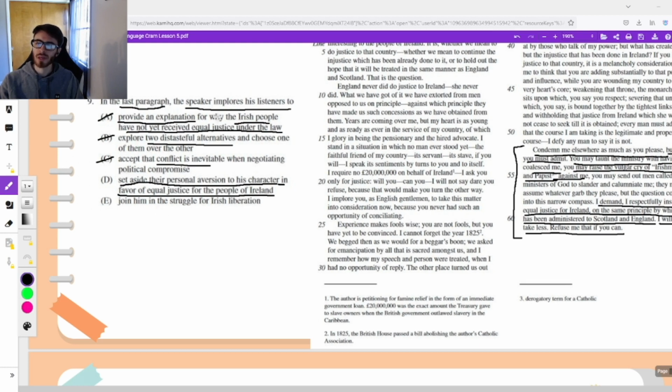Let's check out E. The speaker implores his listeners to join him in the struggle for Irish liberation. Again, partially correct, right? Irish liberation, yes, but join him in the struggle, no. He's not asking people to help him with this, to fight with him. He is talking to people that have the power to make the change, right? So he is directly asking them to make the change. He's not asking them to join him in the struggle. He's asking them to do something about it and to give Ireland the rights that they deserve. So E is not correct. D is going to be the correct answer here.